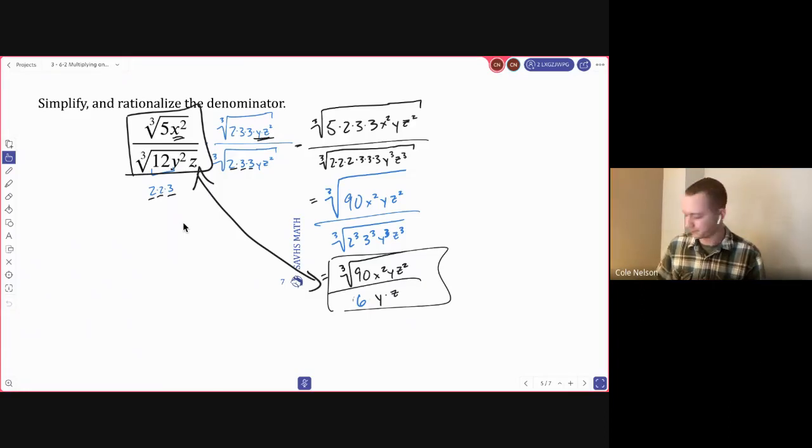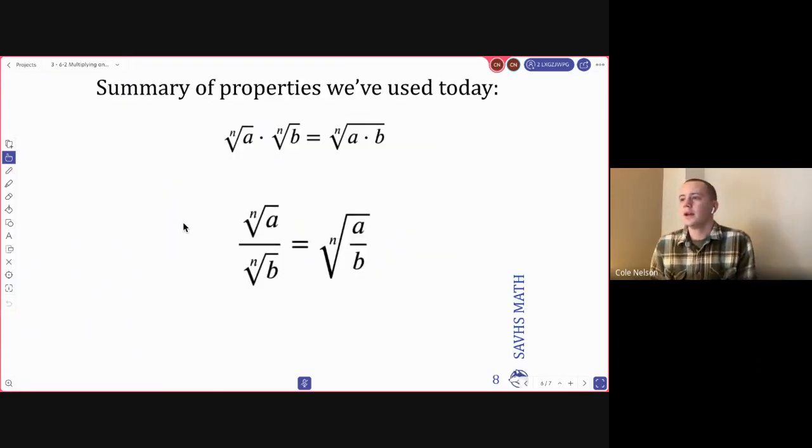Okay, I know I'm losing you. Here are some properties that we use so far today. Those are really the only two properties we've used today, besides the stuff that we've done before. You can multiply the radicals, you can divide the radicals, as long as the indices are the same. Okay, Desmos time.